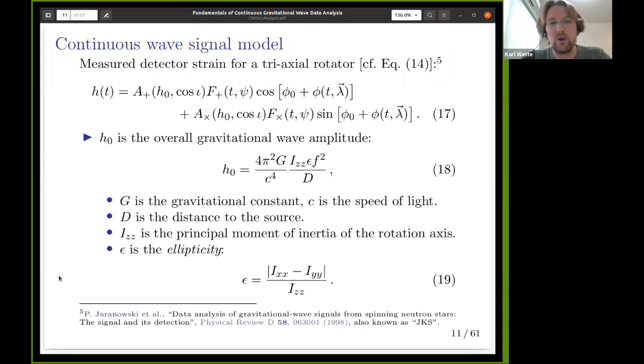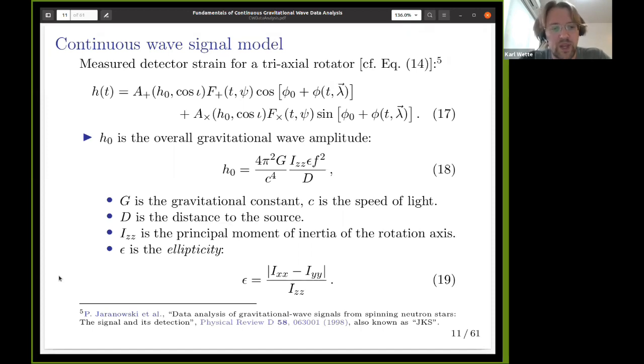So it's basically telling us how distorted the neutron star is along these two axes that are orthogonal to the rotation axis. So this quantifies how deformed the neutron star is. And as you can see, when that quantity is 0, then h naught is 0, and we don't have any gravitational wave emission.